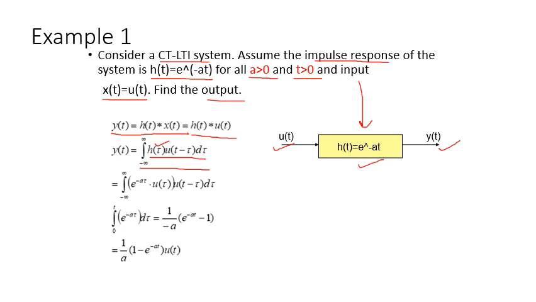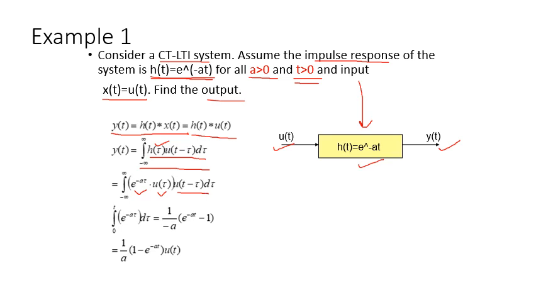So you get e raised to the power minus a tau. Why do we write u tau with it? This u tau represents that this particular value of h tau will exist only for t greater than 0, because we know that the unit step function exists for only positive values of t. So we are inserting this u tau, and then we have u of t minus tau d tau.